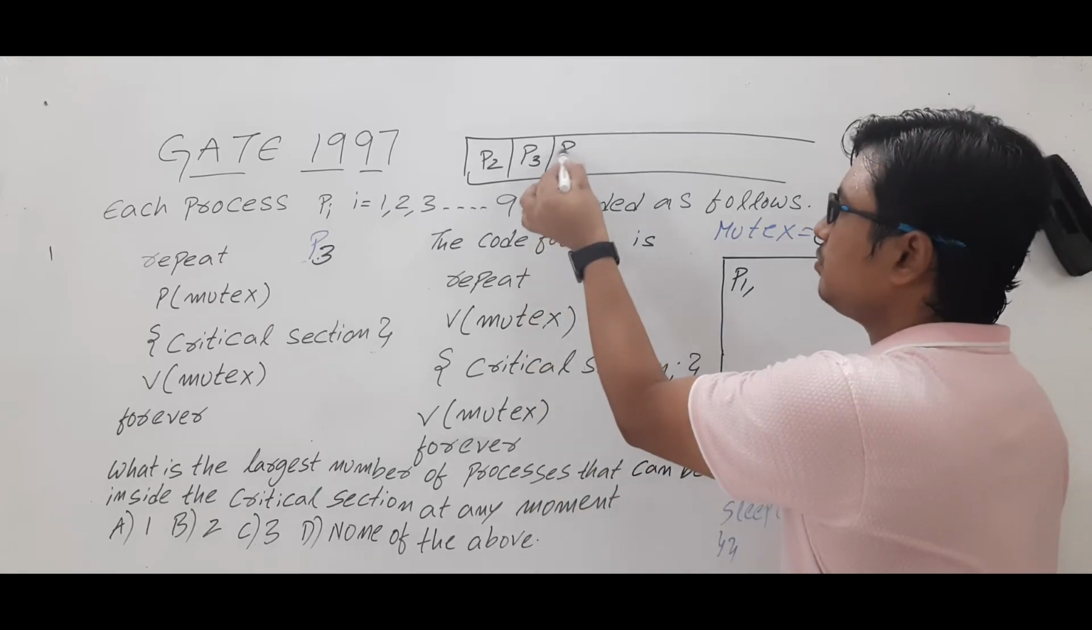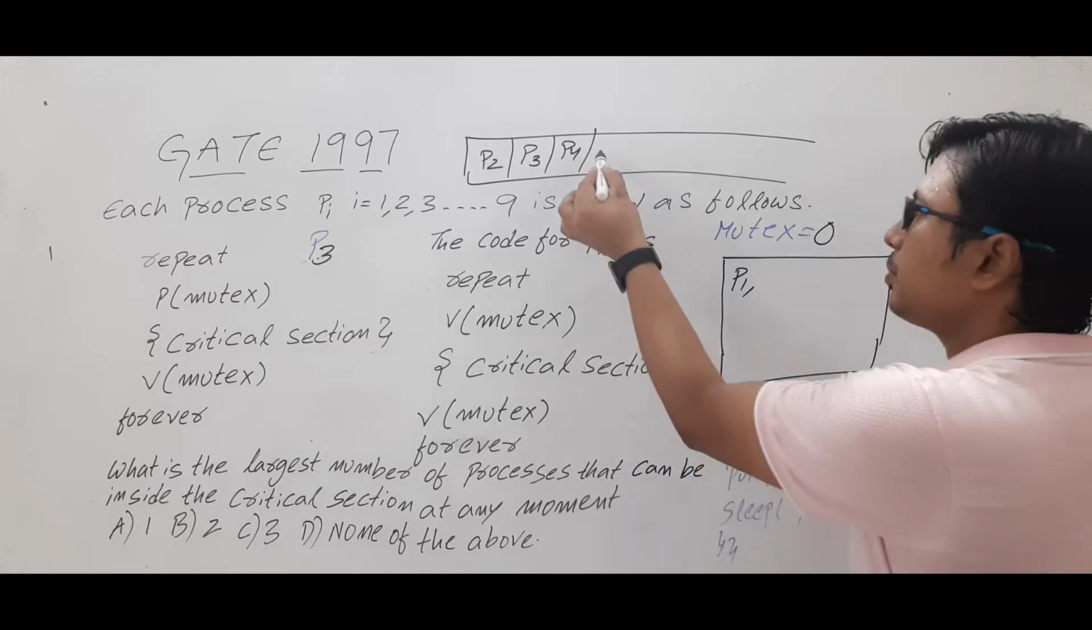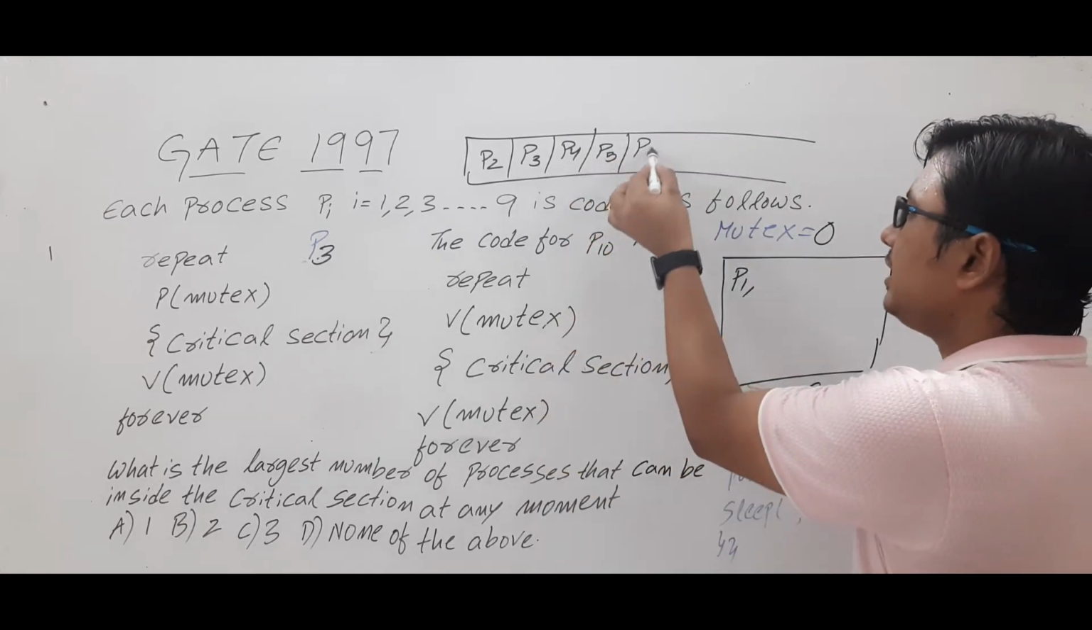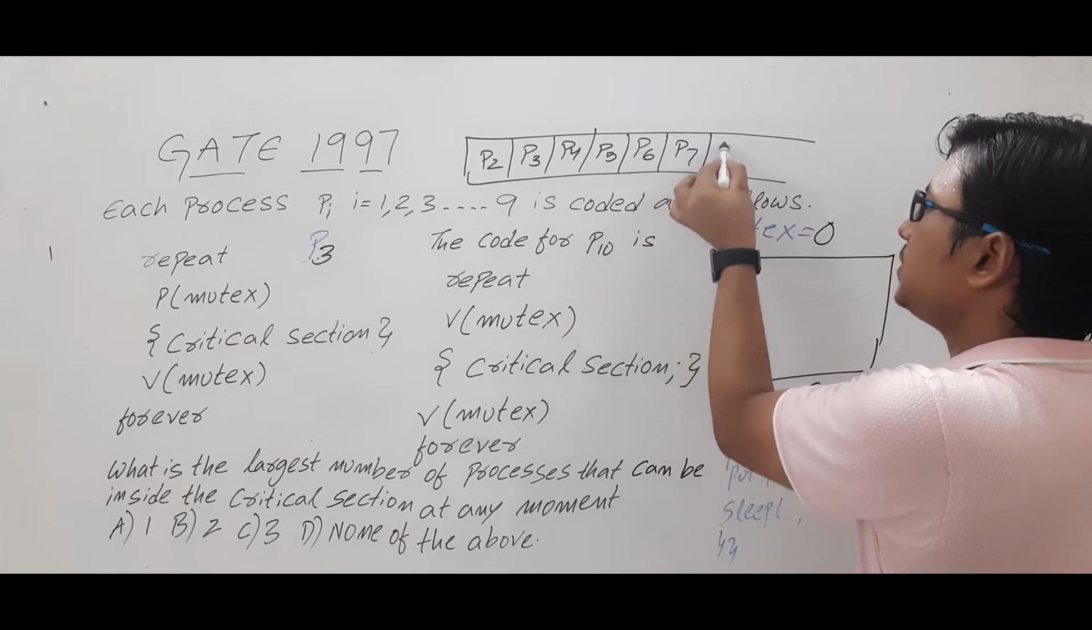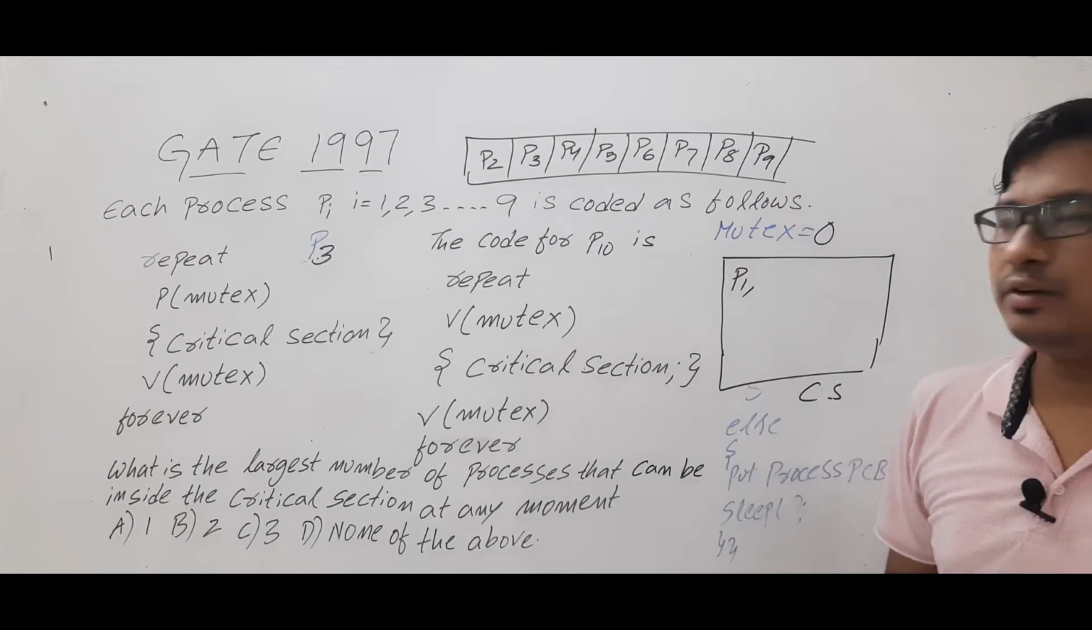Like that, if process P4 wants to enter into the critical section, again it will be blocked. Process P5 wants to enter into the critical section, it will be blocked. Like that, up to process P9, all will be blocked. Are you able to understand? They are in the waiting state.